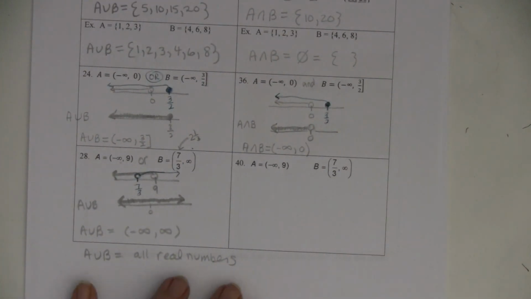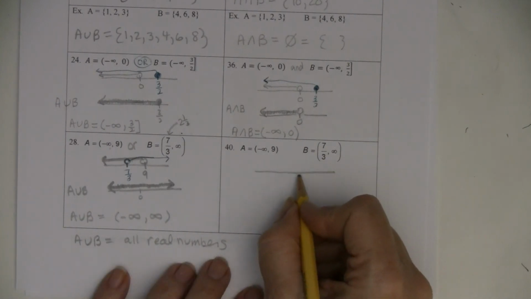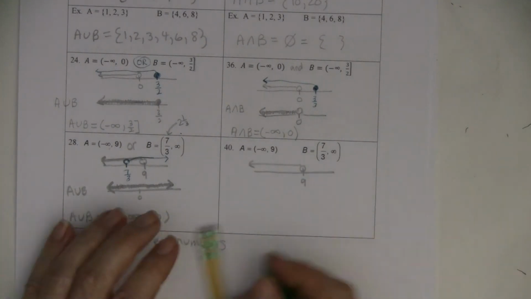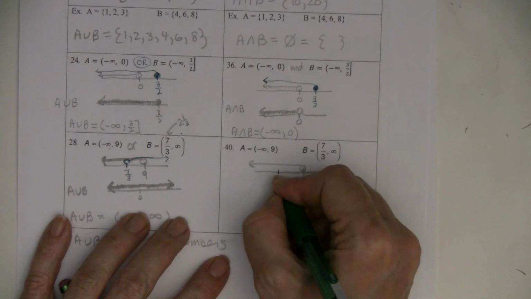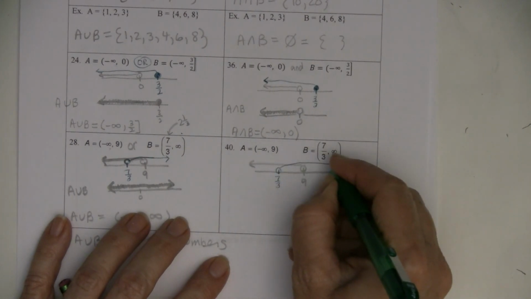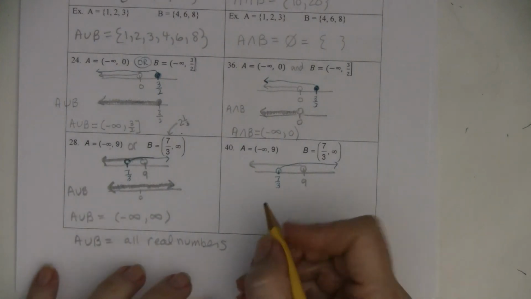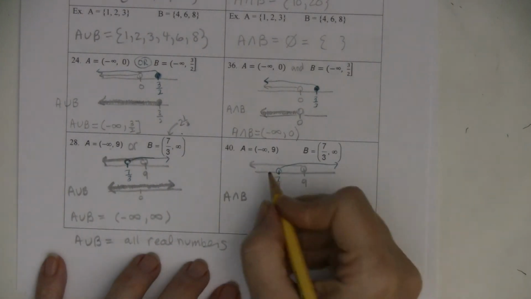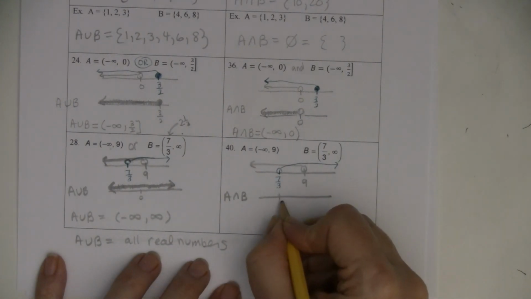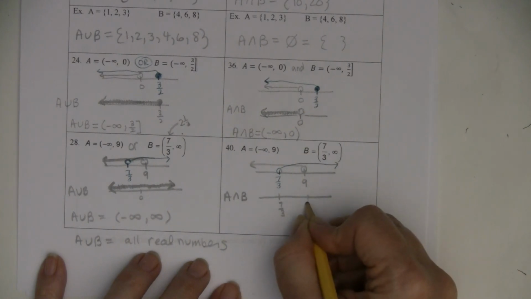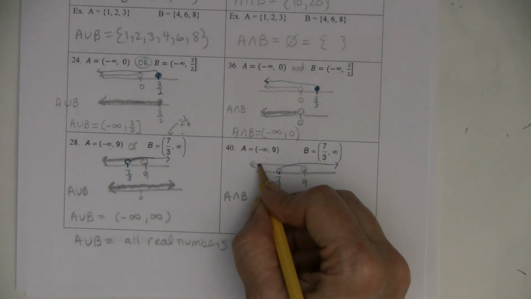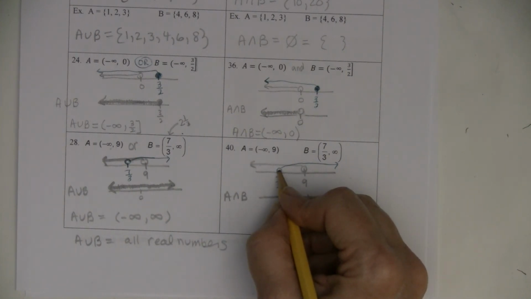Okay, so with the same drawing, I'm going to quickly get up the same drawing. So here was 9, it was open, it was going this way. Here was 7 over 3. It was open. It was going that way. And now we're looking at the intersection. Have to be invited by both. And so as I put my number line here to put the things that are invited by both, are these things before 7 over 3 invited by both? And the answer is no, they're only invited by A. How about 7 over 3 itself? Is it invited by both?